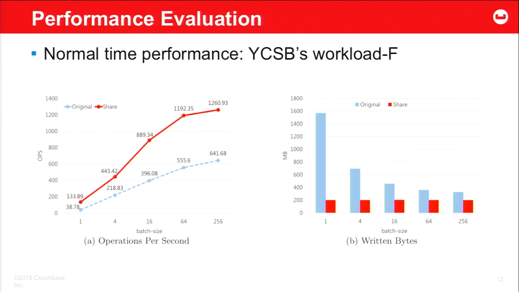So let me explain the effect of our share interface on normal-time performance. We use YCSB's write-intensive workload F. And as we see, the OPS of our share can outperform that of the original ForestDB by 2 times or up to 3.5 times. And as you see on the right side, the amount of data written to storage can be reduced to 1/8 of the original ForestDB. Right? And one thing I'd like to say is that the write amount being reduced means that the calling of the compaction operation is delayed. So if we apply our technique, the compaction process is called less frequently.